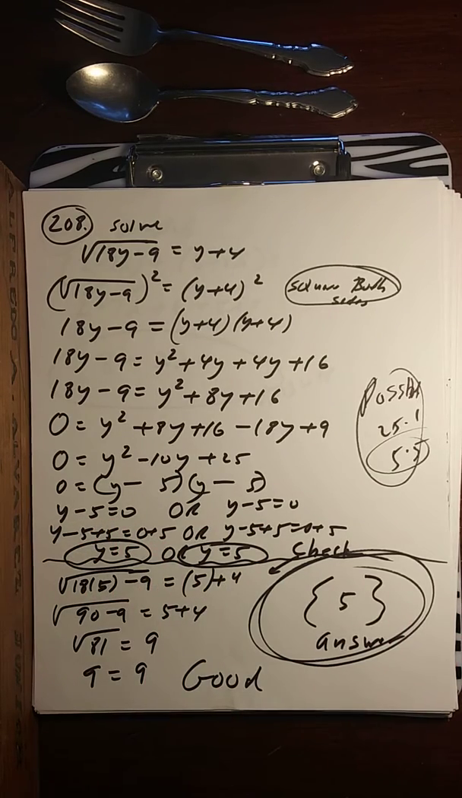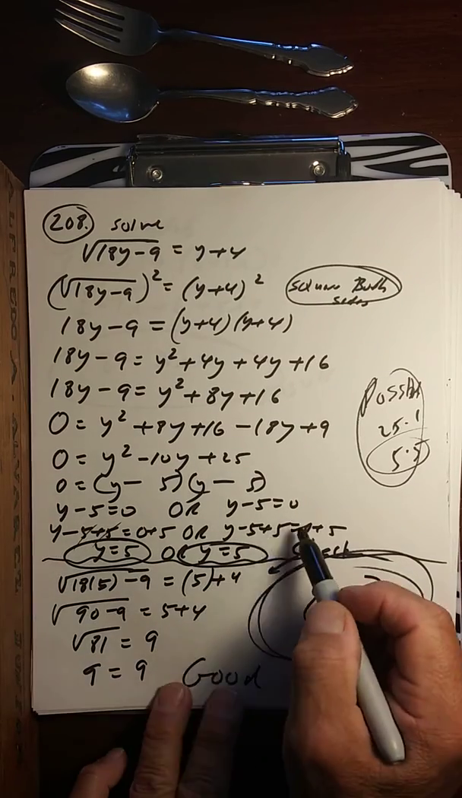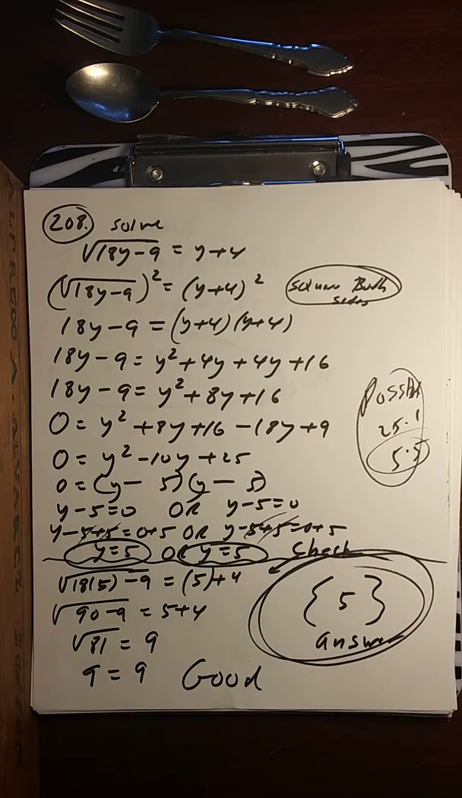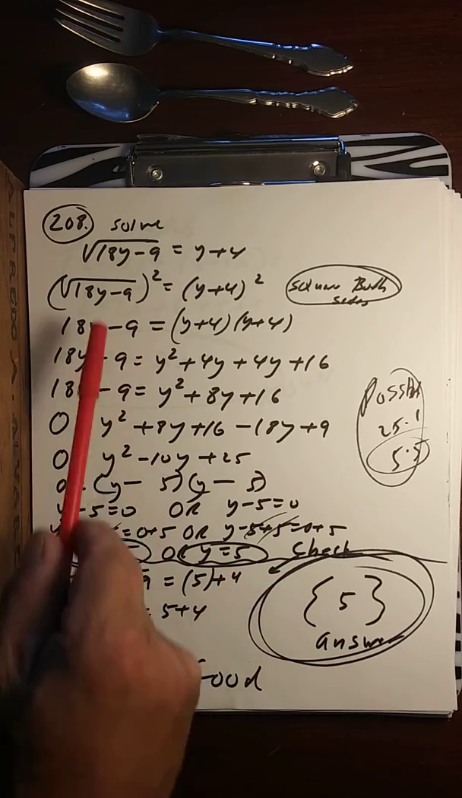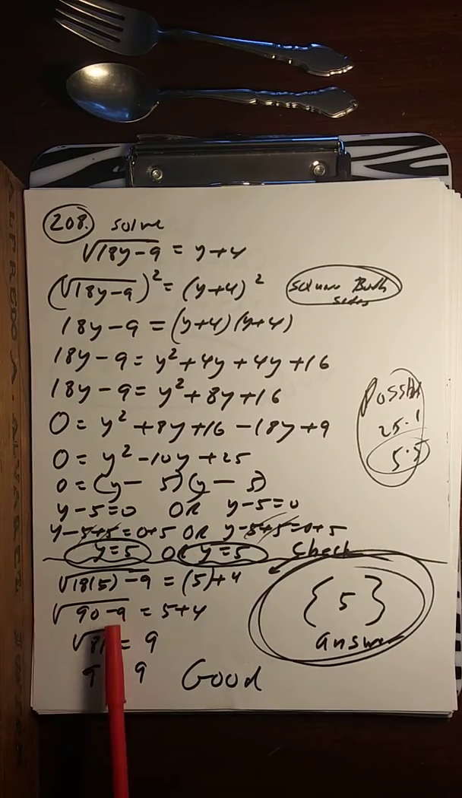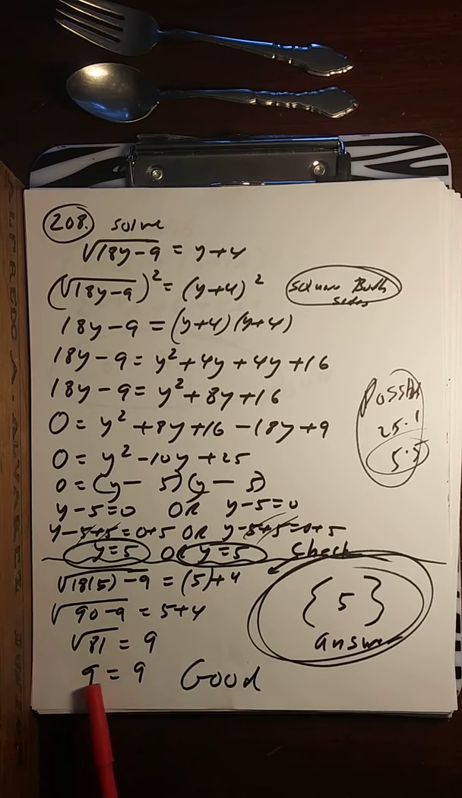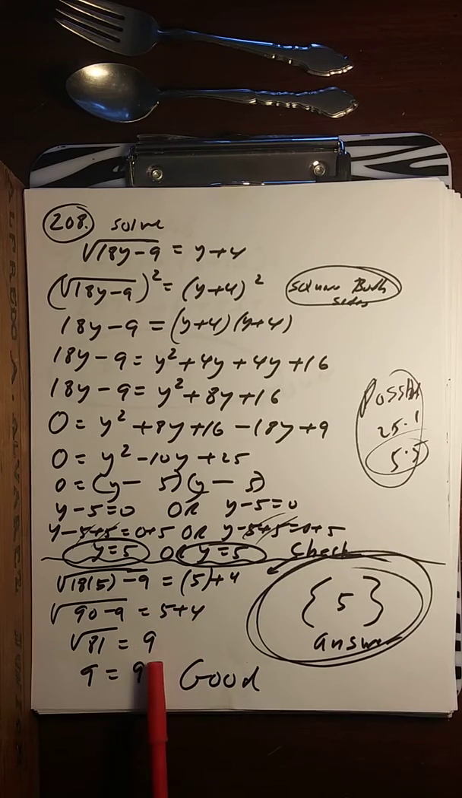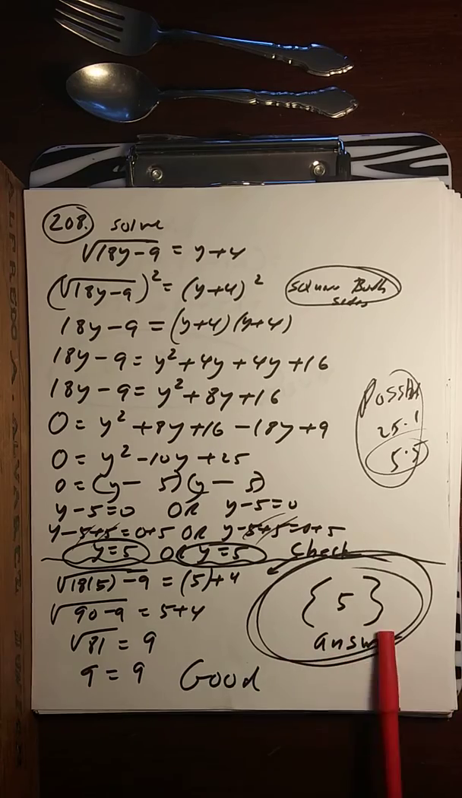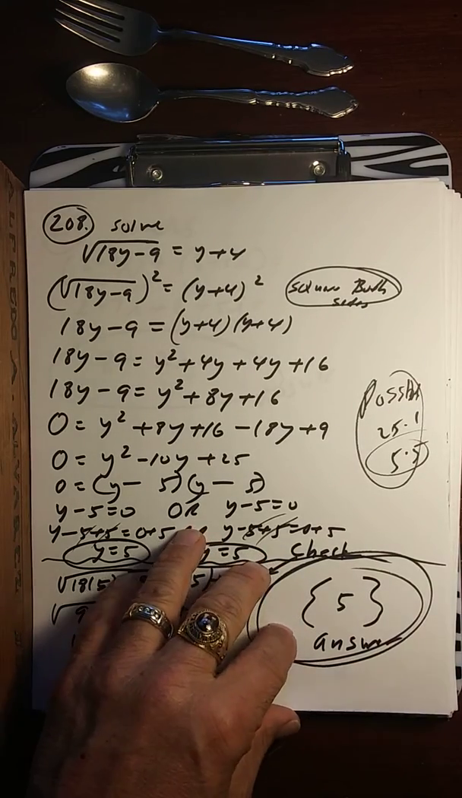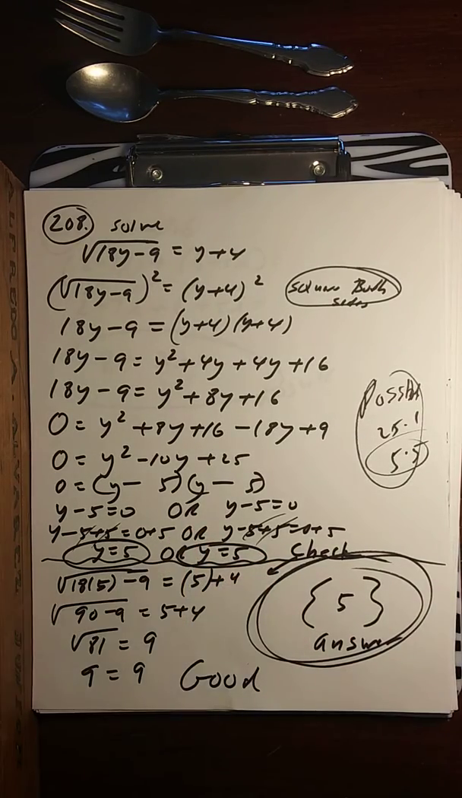But what's going to happen is you're going to see that it's going to be the same answer twice. y equals 5 or y equals 5. Just check it. Put it back in the original problem up there. 18 times 5 is 90 minus that is 81. Square root of 81 is 9. And 5 and 4, 5 and 4 is 9. 9 equals 9. Yes, that's the answer. That works. And it's only one answer.